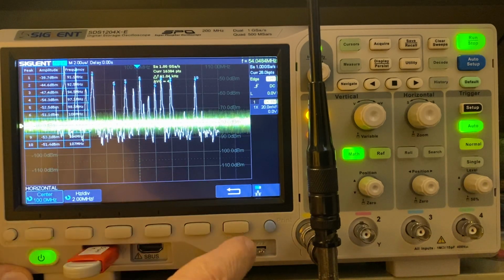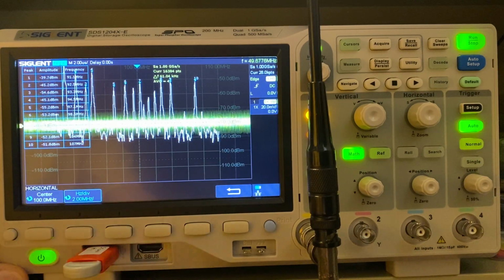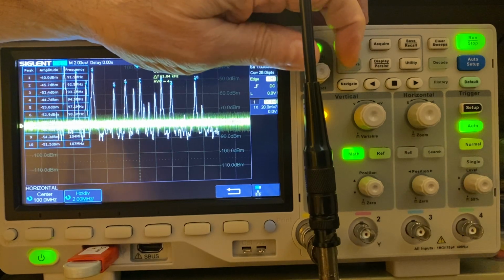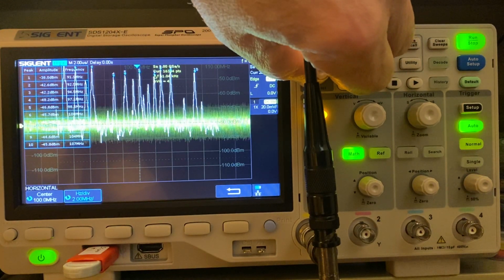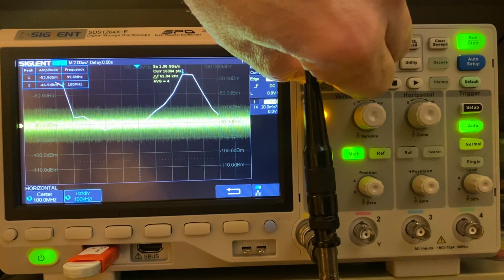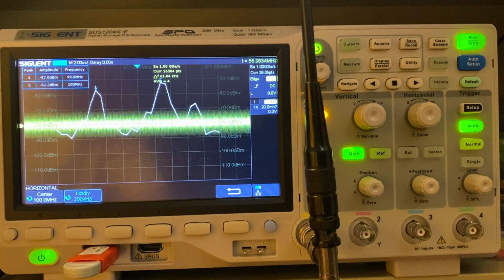So, I'm going to start experimenting with moving in somewhat to a narrower view of the signal. FM broadcast signals get very interesting, typically at about 200 kilohertz per division, because the overall broadcast signal is about 500 kilohertz wide.